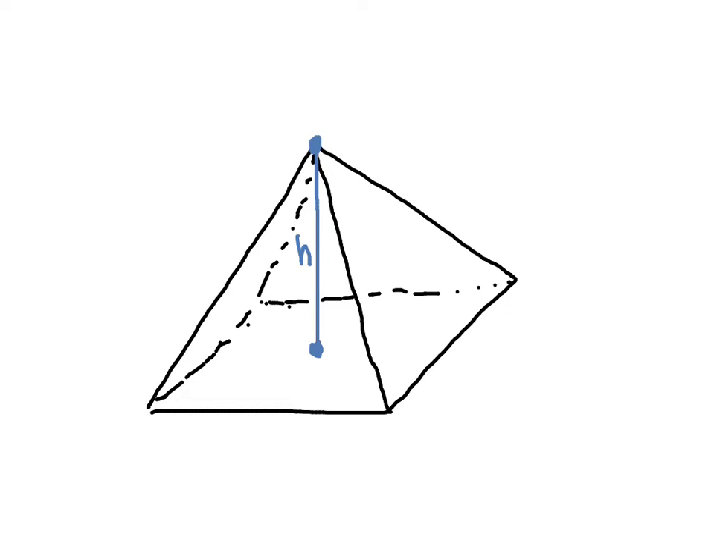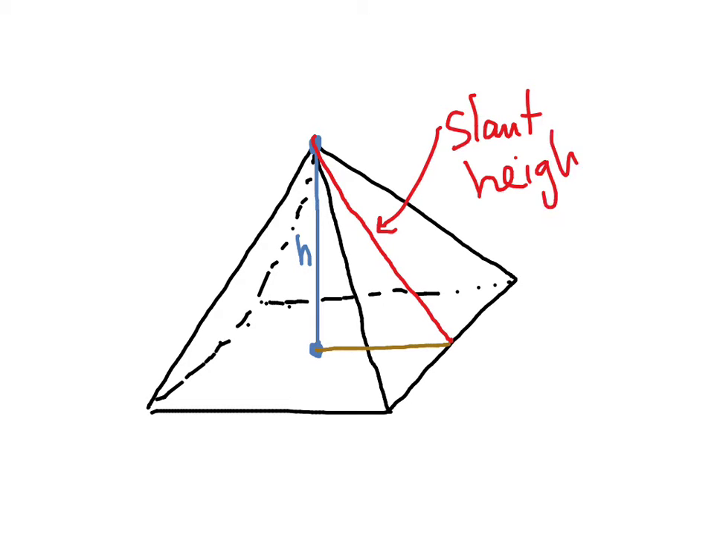Then you have lines that go out like this. I better not put it in black. Let's put it in brown. You have a line that goes out here. And then you have the streak line that goes down the side. This down the side, the red one, would be considered the slant height. Okay, that's the slant height.